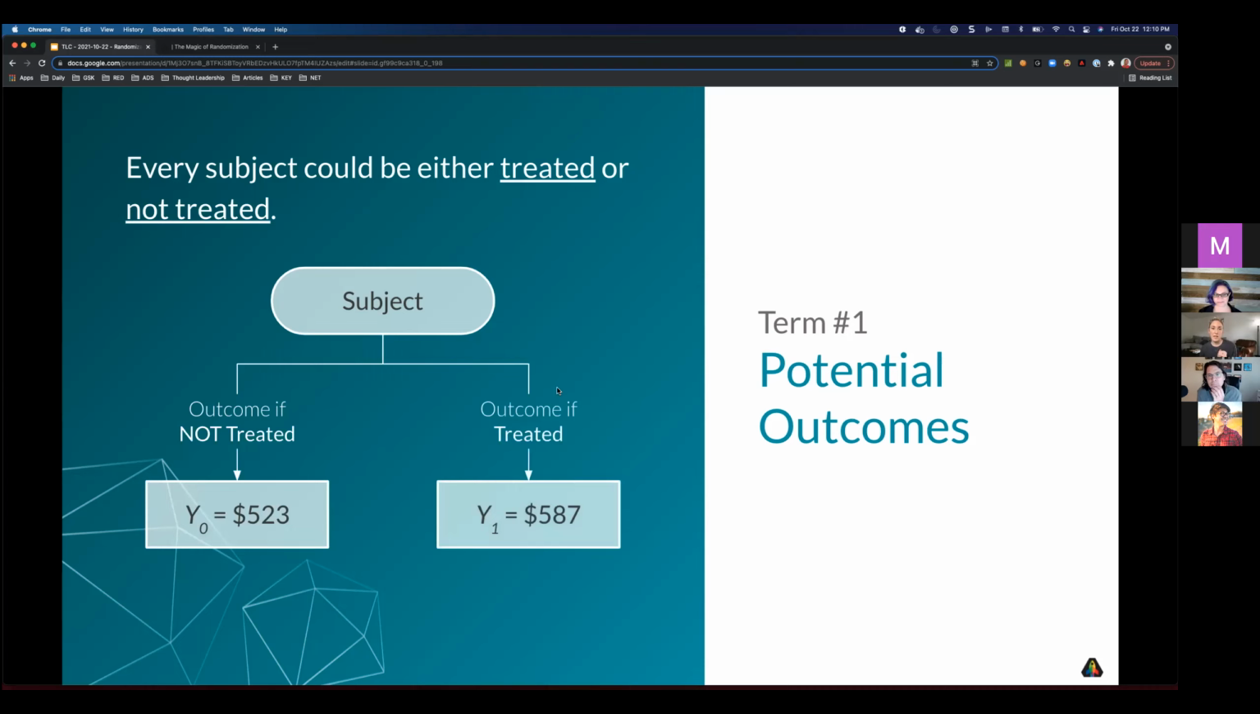So this subject, if they were not treated, would have an outcome of $523. And this is kind of like hypothetical. And then hypothetically, if they were treated, we're saying that their potential treated outcome, or Y sub 1, would be that they spent $587. But the trick with potential outcomes, of course, is that you can only ever see one at a time. We can never observe both of these things. So really, it's just hypothetical that we could tie both of those outcomes to that subject.